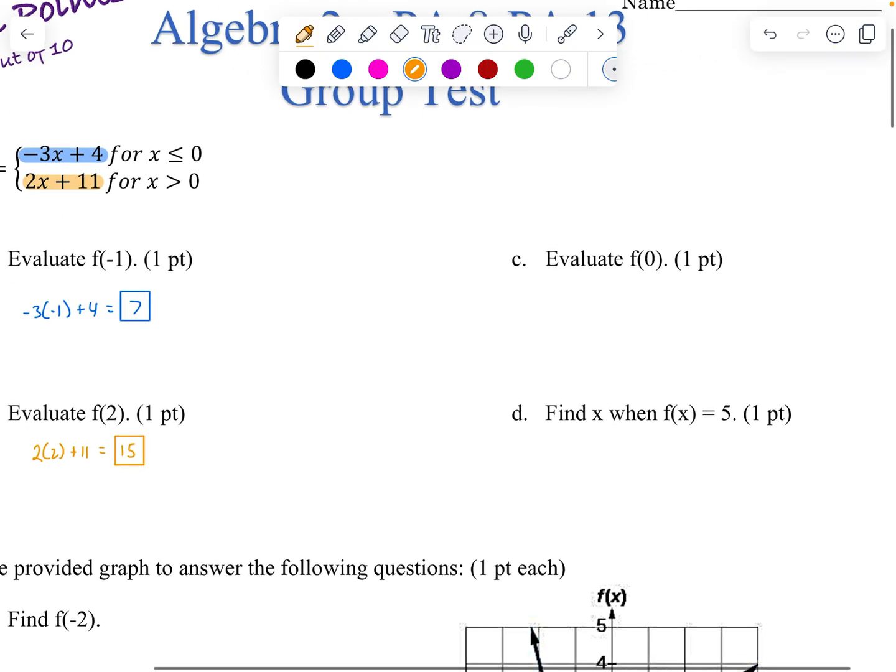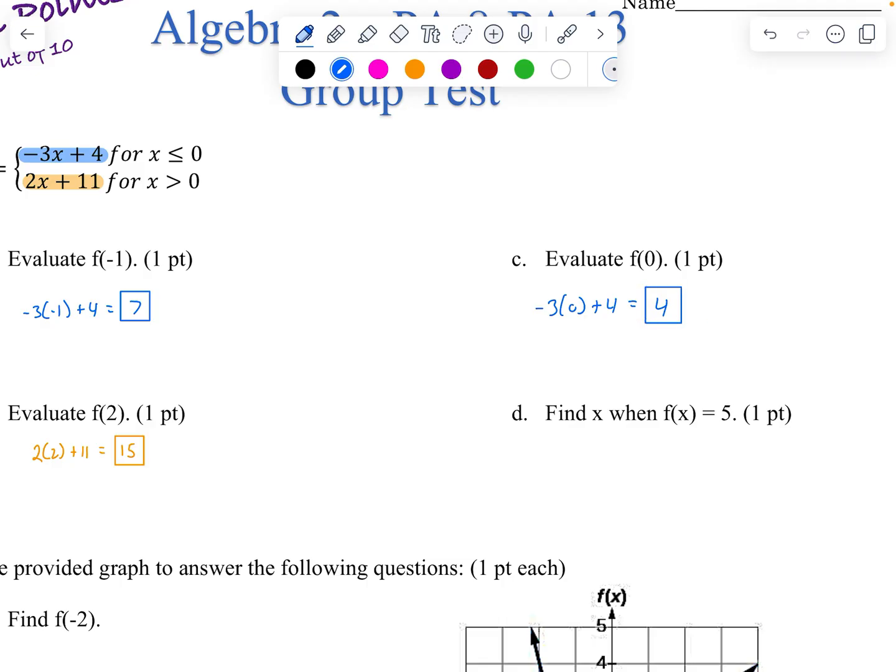Okay, coming over to C, x is 0, so we're going to use exactly 0 for this piece because it's less than or equal to 0. So again, we're plugging into the blue piece to get -3 times 0 plus 4, which is equal to 4.